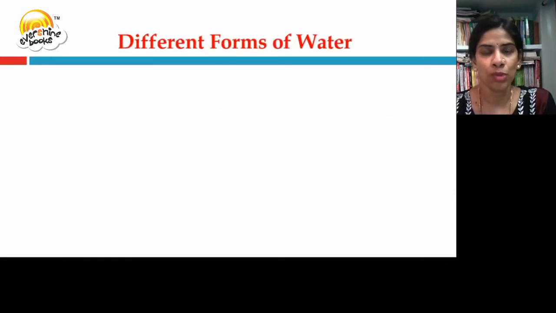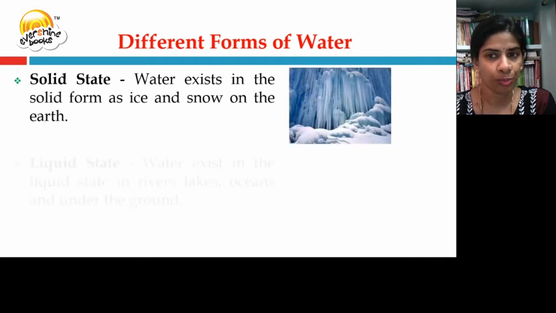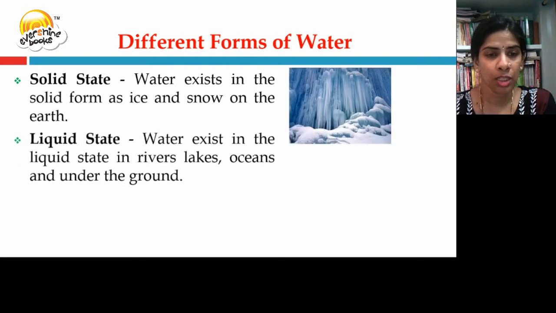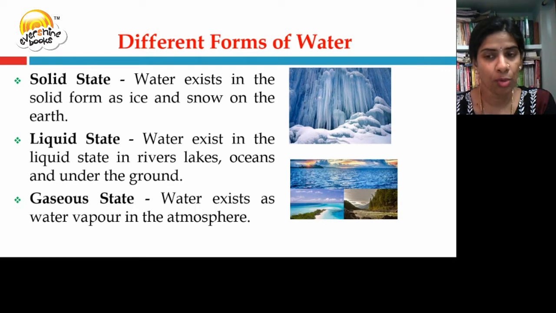There are different forms of water. Solid state in the form of ice and snow. Liquid state in the form of rivers, lakes, oceans and groundwater. And also gaseous state in the form of water vapor.